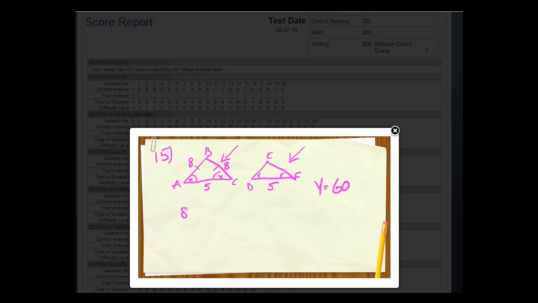So the perimeter of our first one is 8 plus 8 plus 5, which is 21. And for this one, they tell us that y is 60, which means that 60, 60, that also has to be 60, so it equals 180. So our sides here are 5, 5, and 5. So 5 times 3 is 15. So 21 minus 15 equals 6. And that is answer choice C.